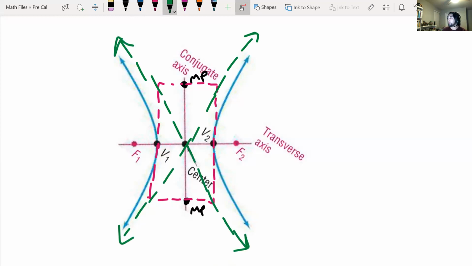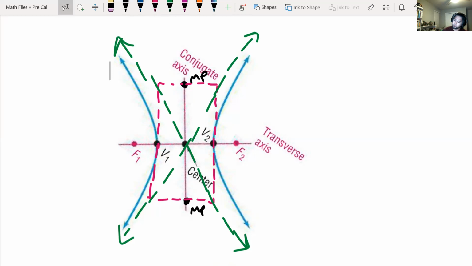So there we go. And again, just like ellipses, some things are the same. The distance from center to vertex is A. The distance from center to minor point is B. And the distance from center to foci is C. Those are all the exact same things as an ellipse, right?